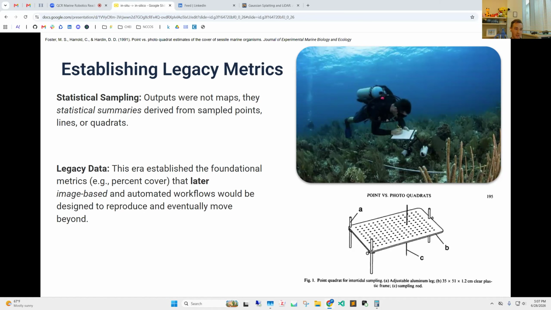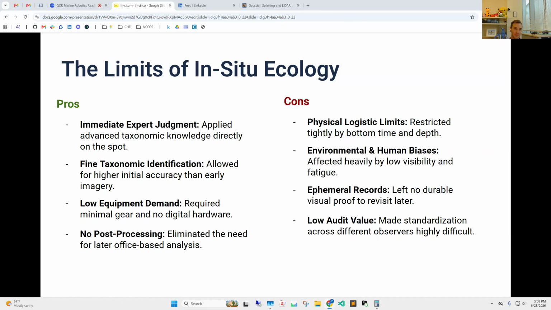If you look at the bottom, you can see we have a literal instrument that you would place on the seafloor, and there's a grid of dots on there. It's akin to coral point count, but you would drop a pin through it and see where that pin lands, and you could randomize where you place the pin. So there's a little bit of randomness in there for statistics.